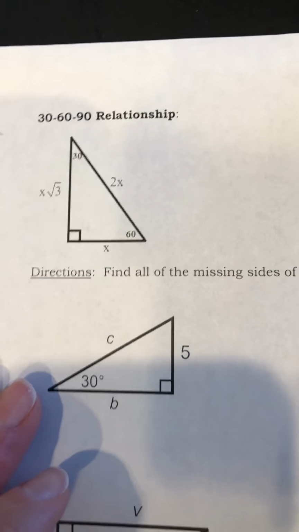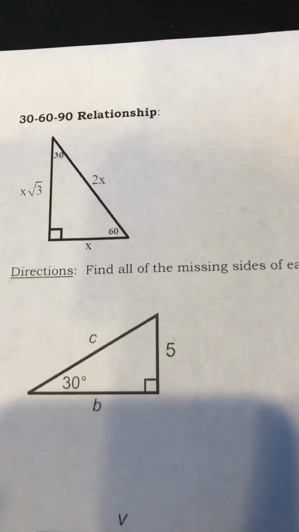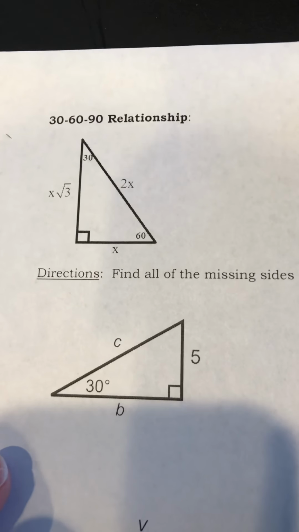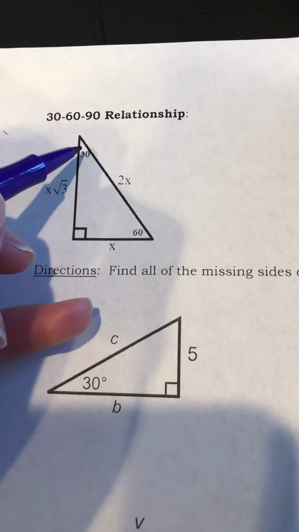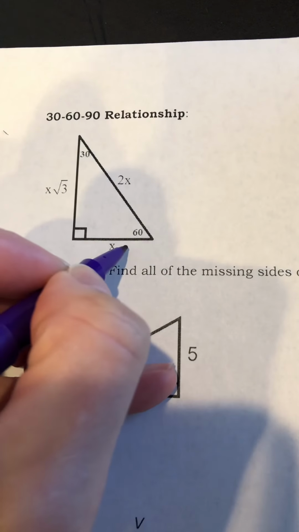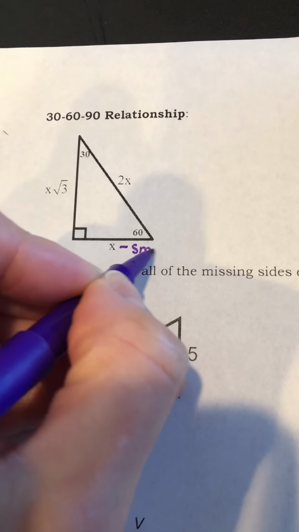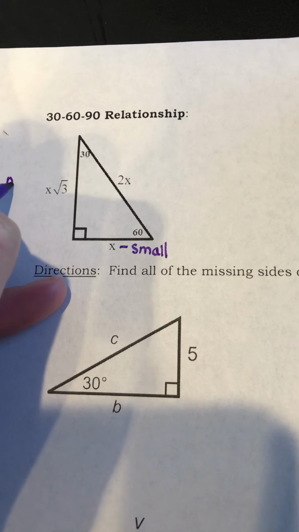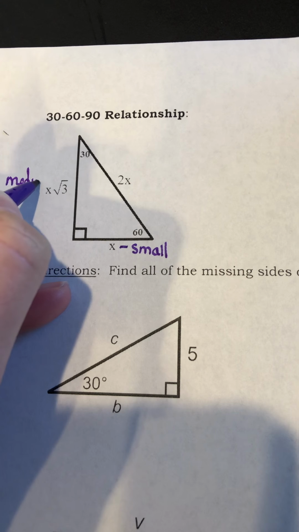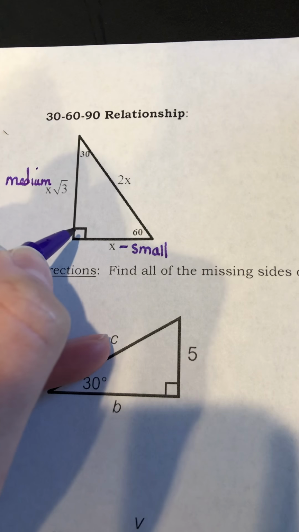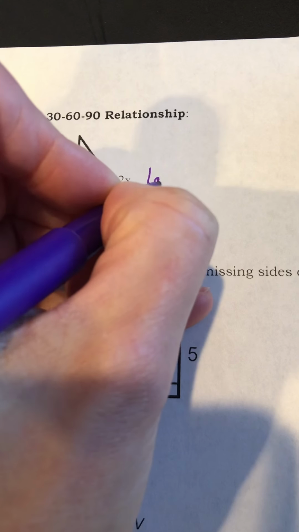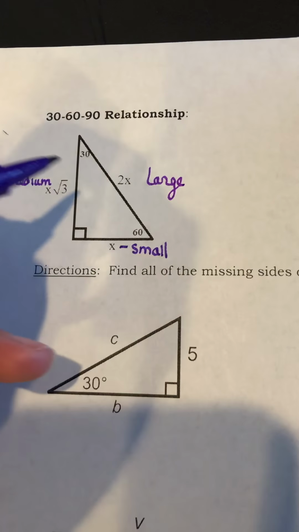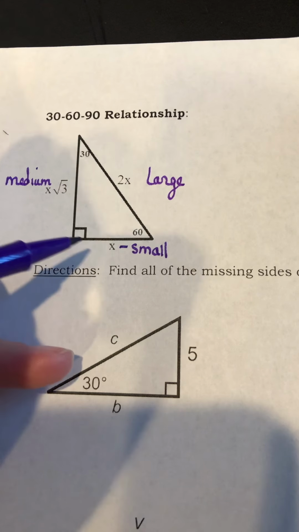If you look in the notes, this relationship will always hold in a 30, 60, 90 triangle. Again, you're going to have your smallest side across from the smallest angle. Your medium side will be across from your medium size angle. And your large side will be across from your largest angle. And this relationship will always hold.